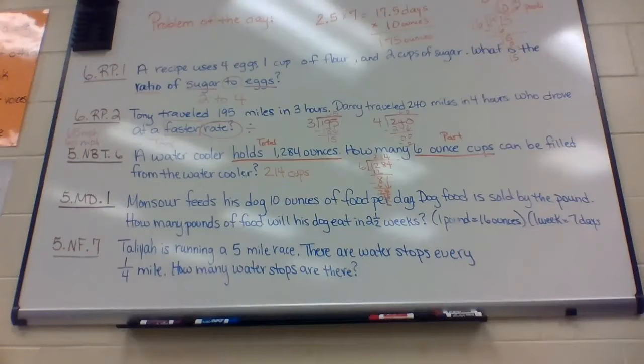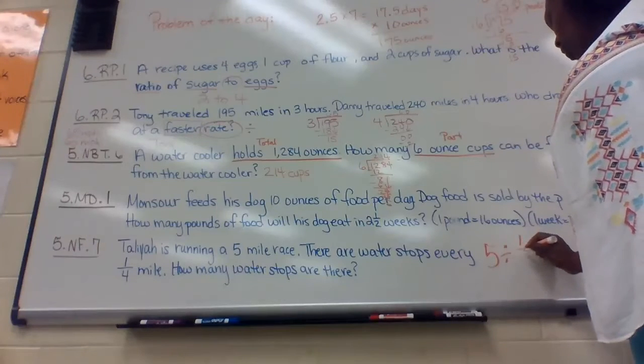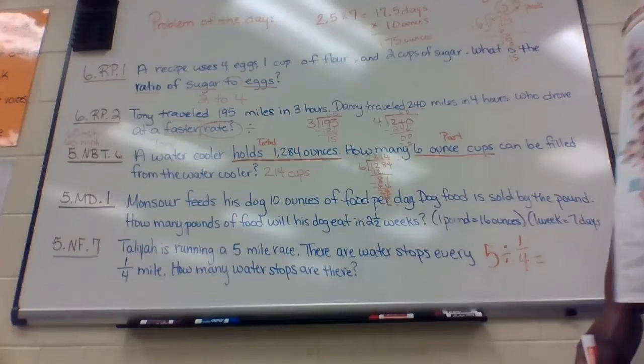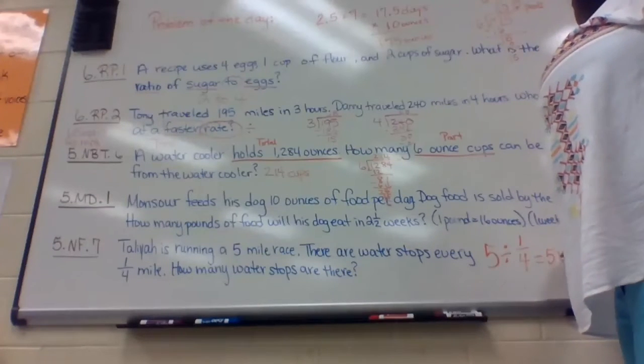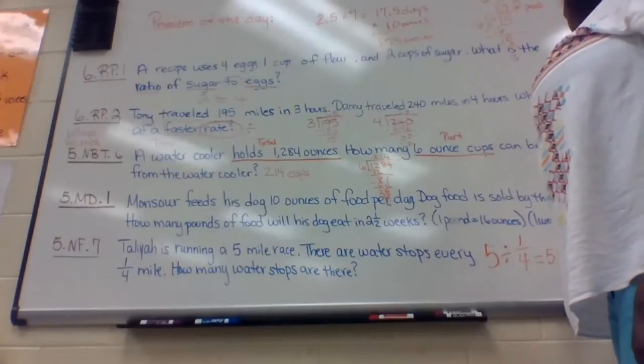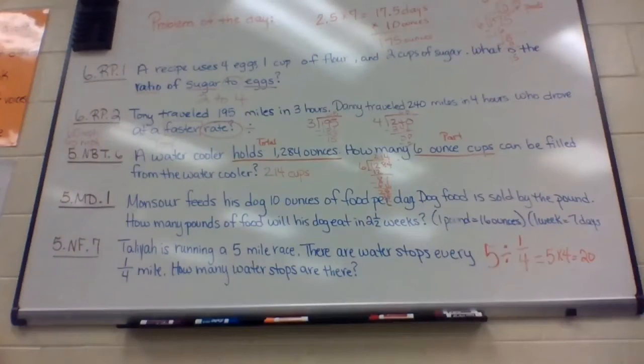All right, Talia is running a 5-mile race. There are water stops every 1/4 mile. So we got 5 miles, and a water stop every 1/4 of a mile. How many 1/4s make 1 mile? 4. And I got 5 of those. So 5 4s is how much? 20. That's 5 times 4, which is 20 water stops.